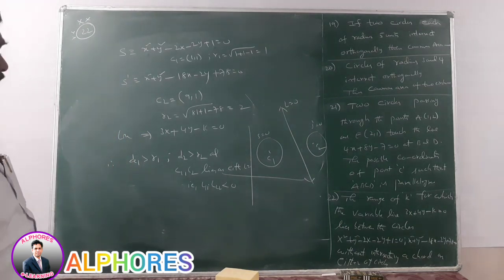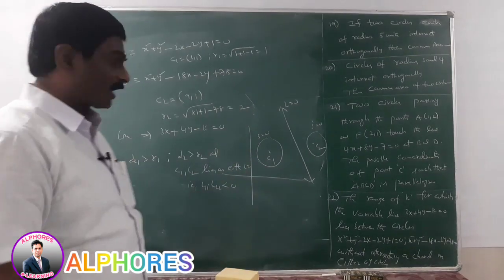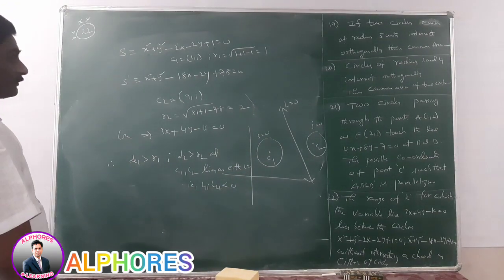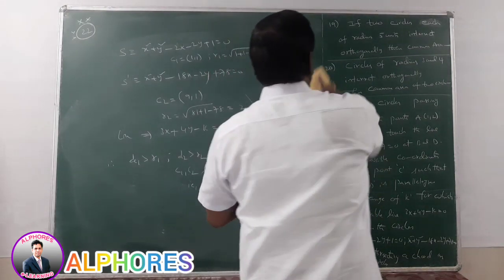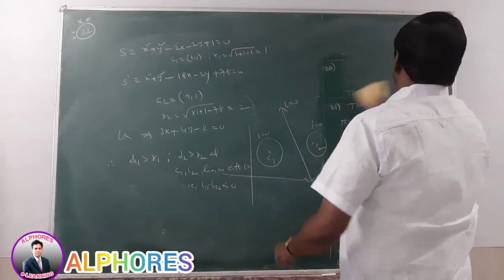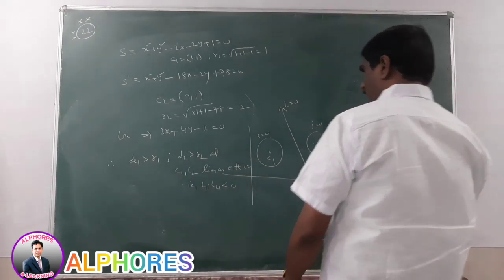Now, what is D1? D1 is nothing but the distance from the center to this line. Now, first we find D1. What is the value of D1? D1 is equal to mod of AX1 plus BY1 plus C by root over A square plus B square.